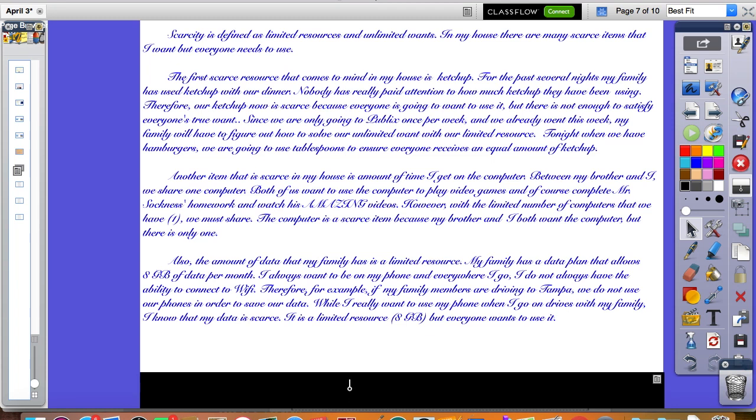Last paragraph. Also, the amount of data that my family has is a limited resource. My family has a data plan that allows 8 gigabytes of data per month. I always want to be on my phone everywhere I go. I do not always have the ability to connect to Wi-Fi. Therefore, for example, if my family members are driving to Tampa, we do not use our phones in order to save our data. While I really want to use my phone when I go on drives with my family, I know that my data is scarce. It is a limited resource, the 8 gigabytes, but everyone wants to use it.